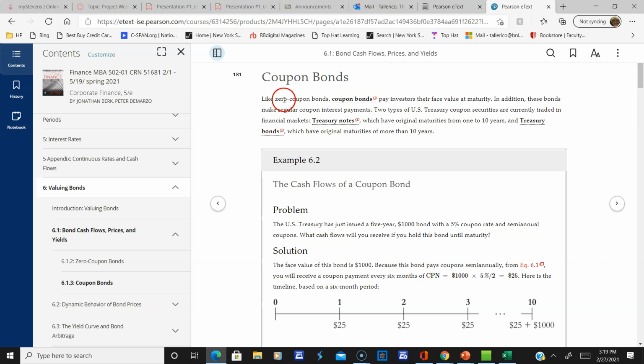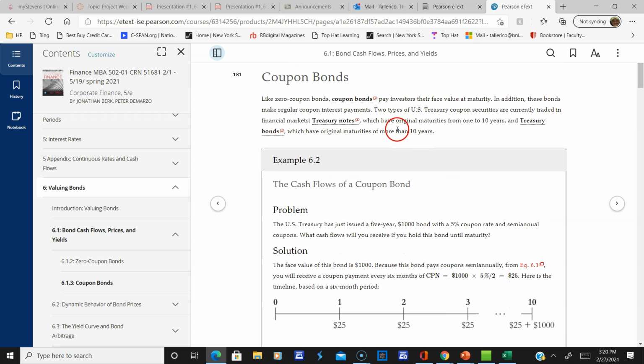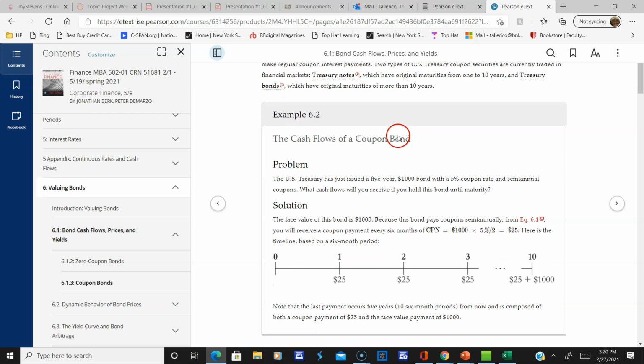A coupon bond is not a zero coupon bond. Corporate bonds pay coupons. Treasuries have treasury notes and treasury bonds. Treasury notes are usually between maybe 2 years and 10 years, and treasury bonds normally are more than 10 years. There's different terminology, and you could read up on these. Then of course there are corporate coupon bonds.